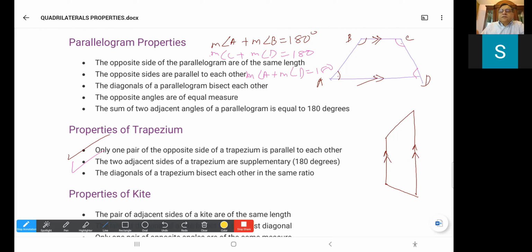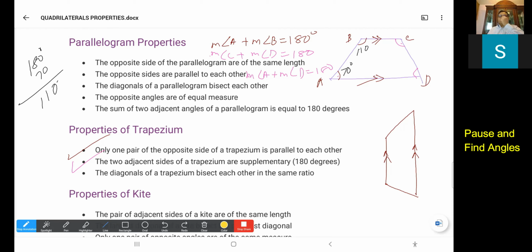So what they're trying to say here is, if I give you one angle, let me write down a value here. Let us say this angle here is 70 degrees. Then what is angle B? Angle B will be how much? 110, because you have to take 70 away from 180 degrees, since the sum is 180 degrees. Do you understand this? Yes, sir. So that is what they're trying to say. Is that clear to you?